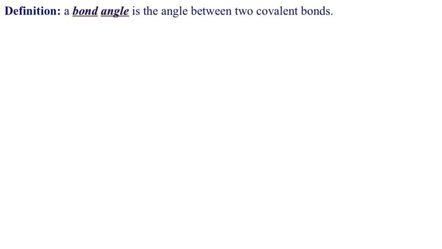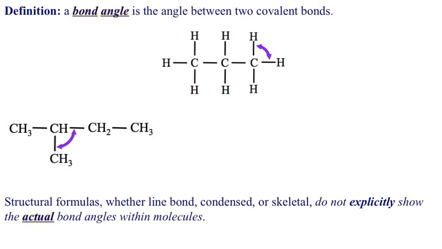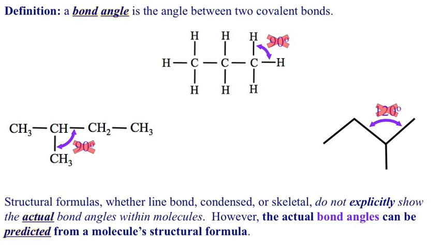I used the term bond angle earlier. Let's take a moment to get it in your notes as a definition. A bond angle is the angle between 2 covalent bonds. I told you earlier that structural formulas, whether line bond, condensed, or skeletal, do not explicitly show the actual bond angles within molecules. However, and this is the main educational goal of this video, the actual bond angles can be predicted from a molecule's structural formula.